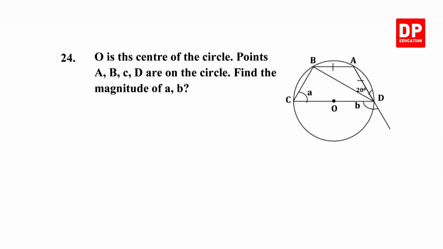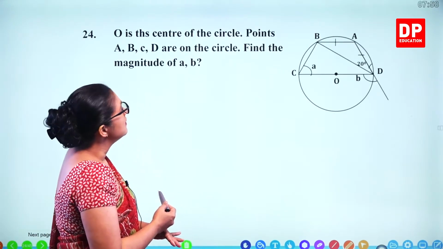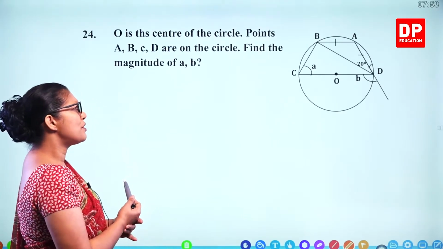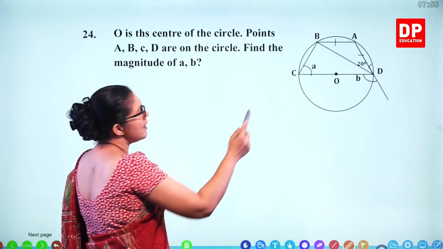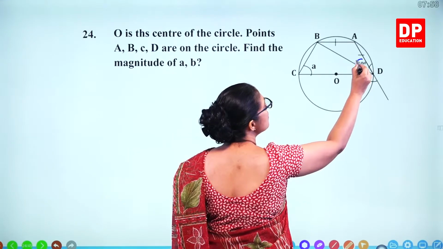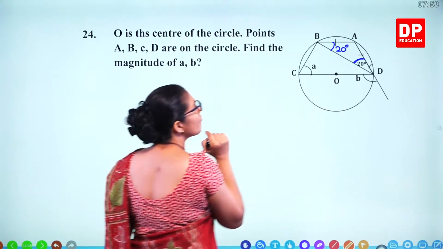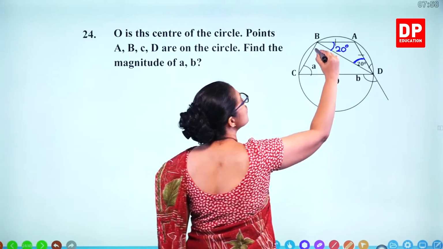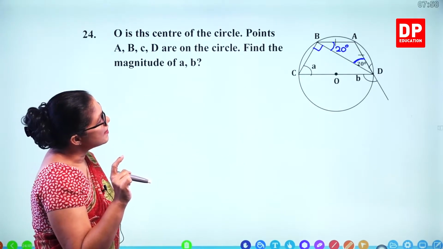Question number 24. O is the center of the circle. Points A, B, C, D are on the circle. Find the magnitude of A and B. What can you say about that? Look carefully. These 2 lengths are equal. If this is 20, this is 20. What else can we say? This is the diameter, so this is 90 degrees. Angle in a semicircle is 90 degrees.